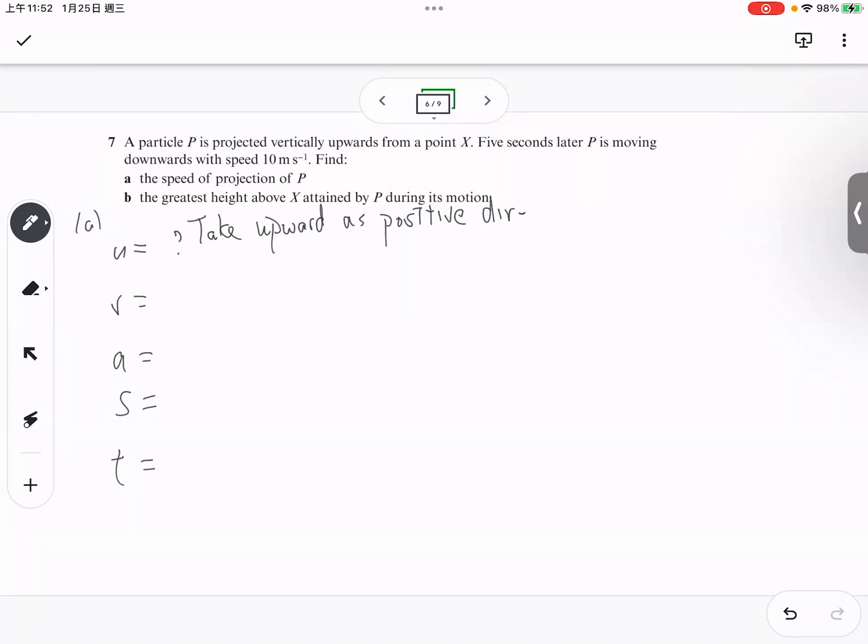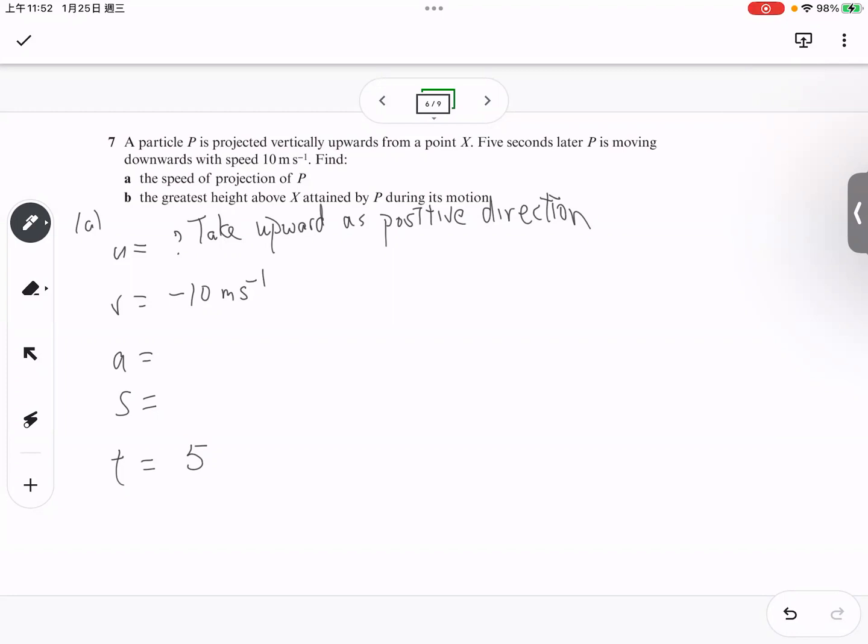Every time, write it down first. Second one, we know that for the seventh of the questions, 5 seconds later, P is moving downward. That means time is 5. I do not know whether it reached the highest point or not. But we know that at the time of 5 seconds, V is negative 10 meters per second. So that means I think it almost finished reaching the top, and then we go down.